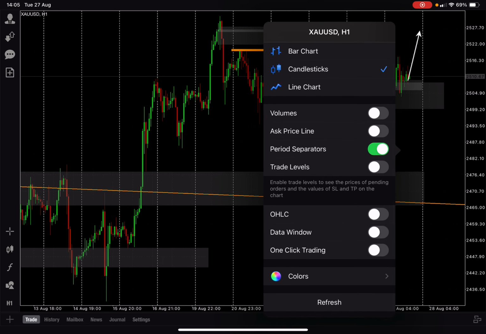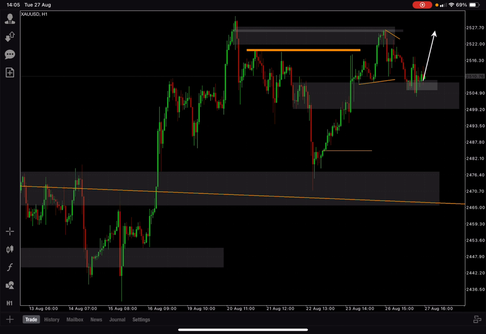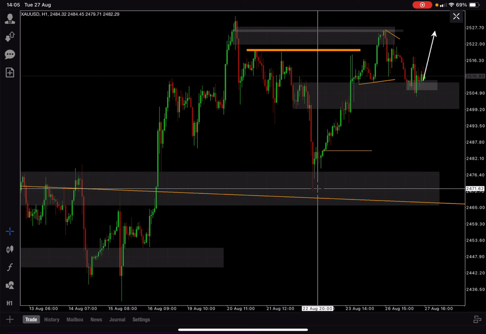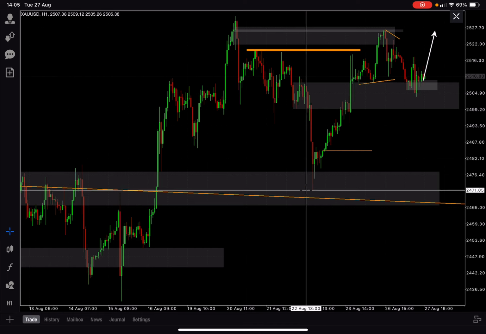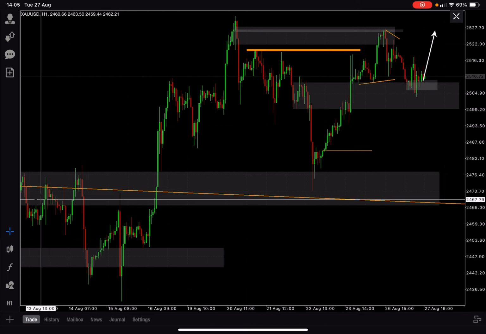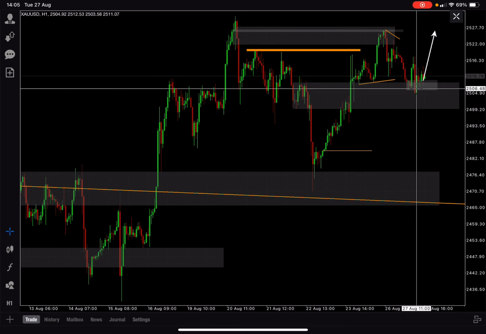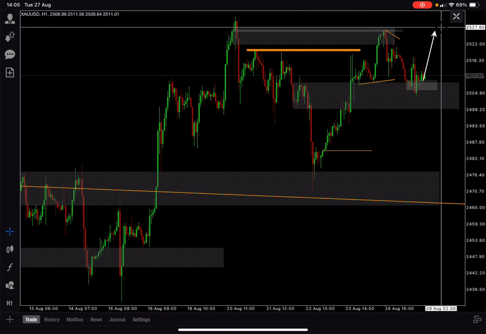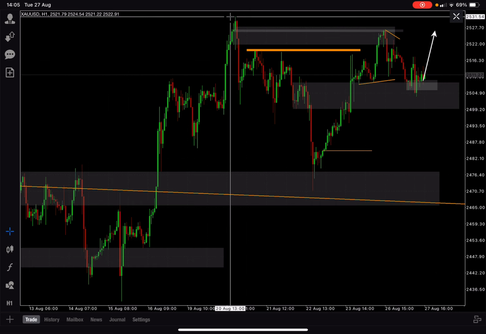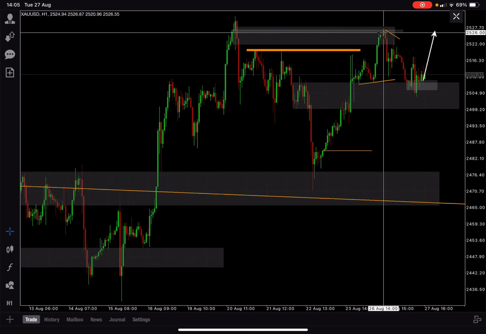Let me just get rid of the period separators so you can see it a bit clearer. See how that fake out moved to the downside, collected liquidity here, retested a previous manipulation area, then gave you that impulse move up. So that's why we're looking for an impulse move up from here, and that will be to target the all-time high and this high here.